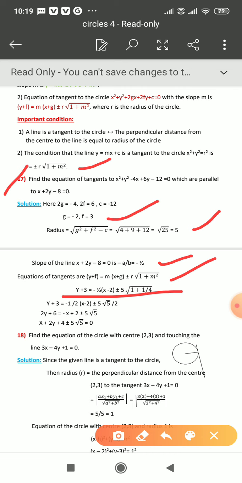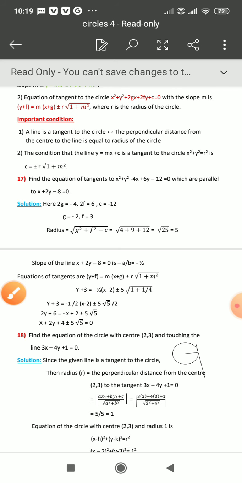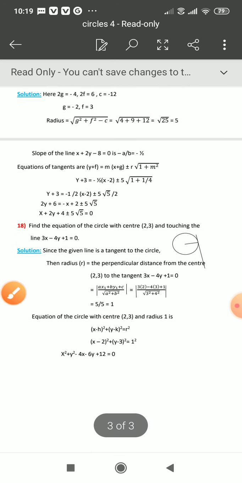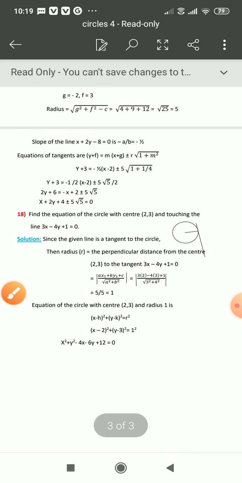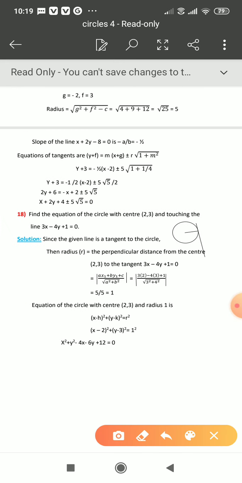Next, by using the condition of tangency of a line, that is, the perpendicular distance from the center to the line is equal to the radius. By using that condition, we discuss another problem. This is the 19th problem. Find the equation of the circle with the center 2, 3 and touching the line 3x minus 4y plus 1 is equal to 0. This is also a very important 4 marks problem in our IPE.